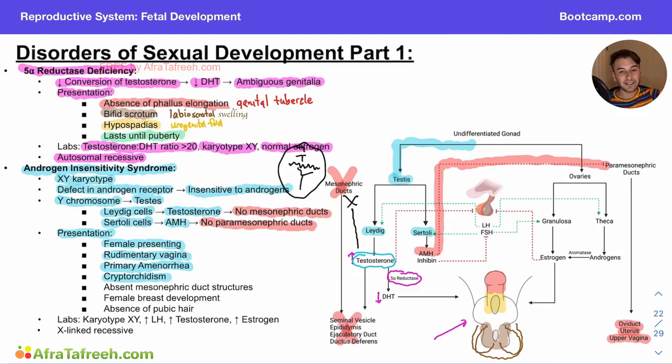And it's important that these patients get treated with orchiopexy because remember, anytime we have testes that are not in the scrotum, they are at risk for developing into cancer.